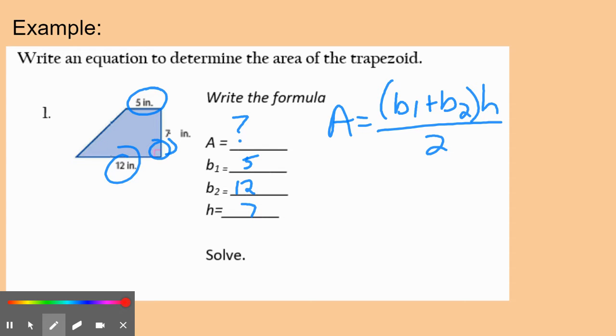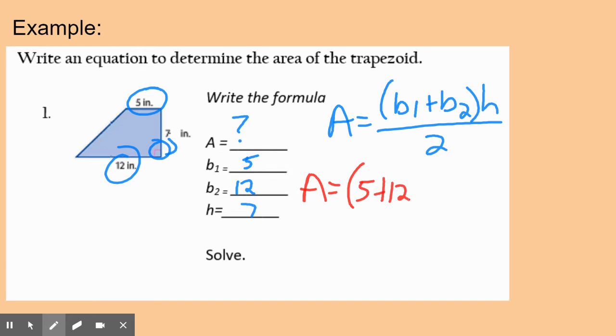Now, step 3, rewrite our equation. A equals 5 plus 12 times 7 all over 2. Now, if you follow your order of operations, we can solve. I'm going to start with my parentheses. So I see 5 plus 12 gives me 17.